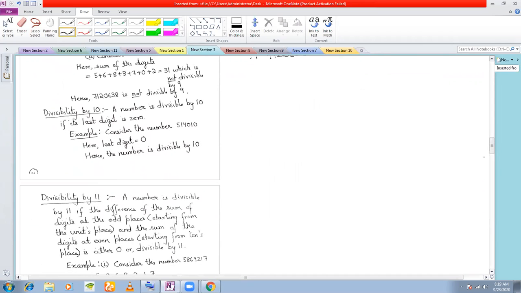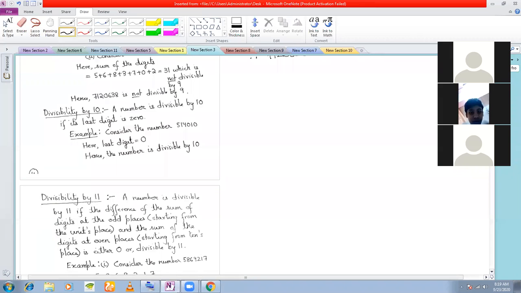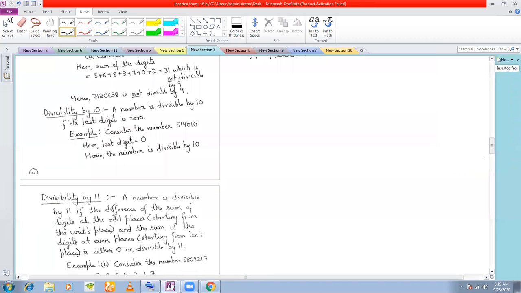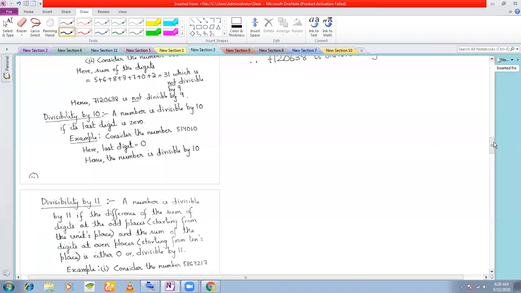Divisibility by 10, this is a very easy one. If the number has the last digit 0, then it is divisible by 10. Otherwise, it is not divisible by 10. Only if the last digit is 0 of a particular number, then it is divisible by 10. So you all know this, right?